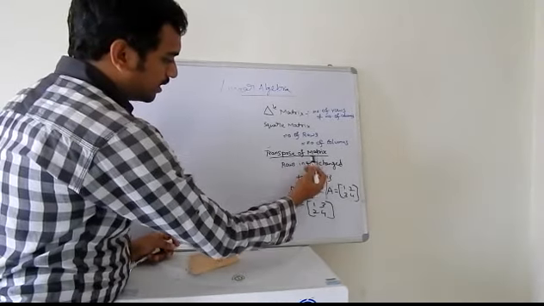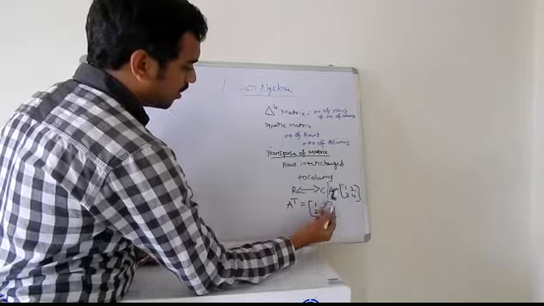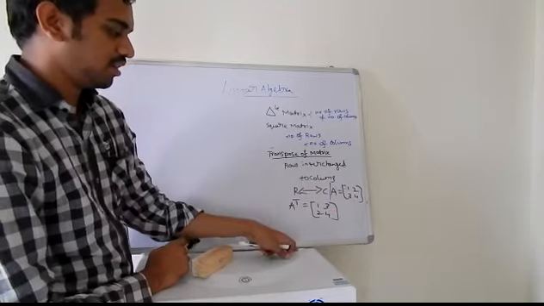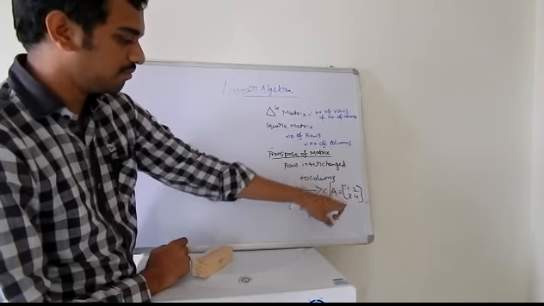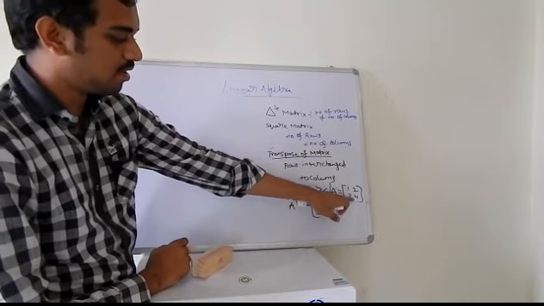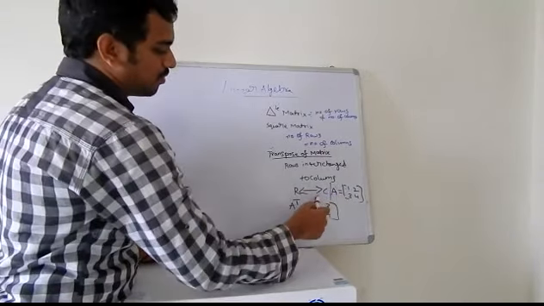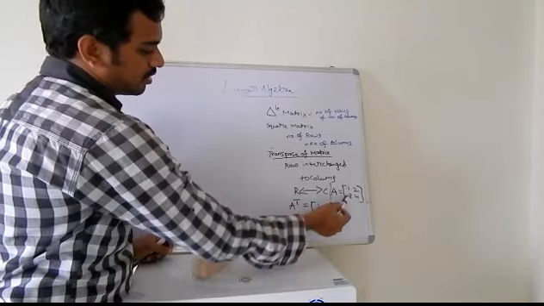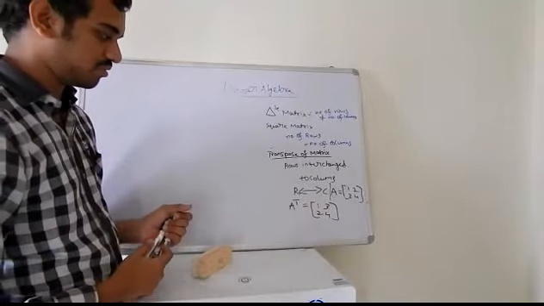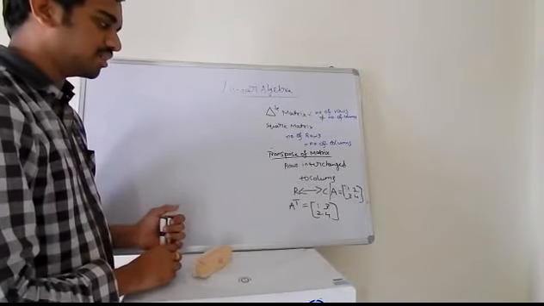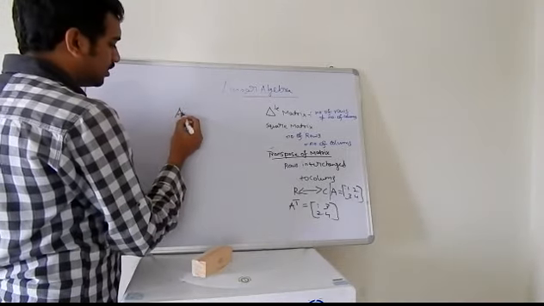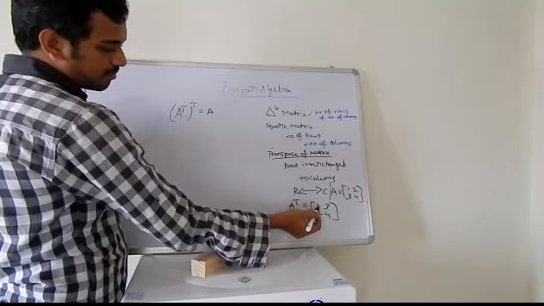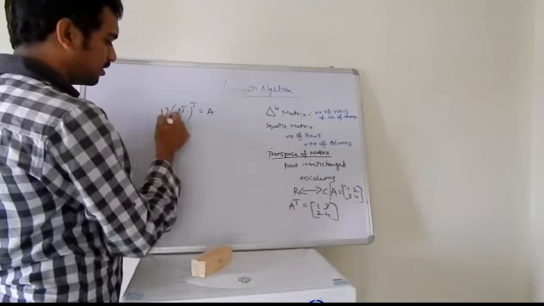Now the transpose of the matrix: rows are interchanged to columns and columns are interchanged to rows. See here, A is 1, 2, 3, 4. Rows 1, 2 and 3, 4 are interchanged, and similarly columns 1, 3 and 2, 4 are interchanged to rows. Here we also have the property that the transpose of the transpose of A is nothing but A, because if I interchange again, A occurs. This is the first property.